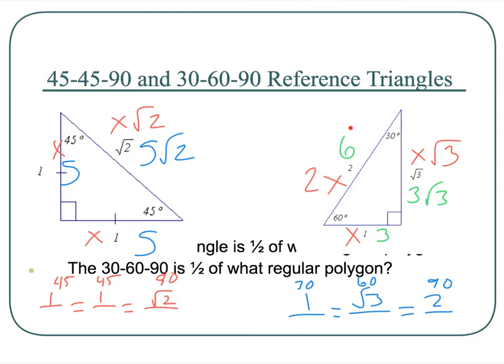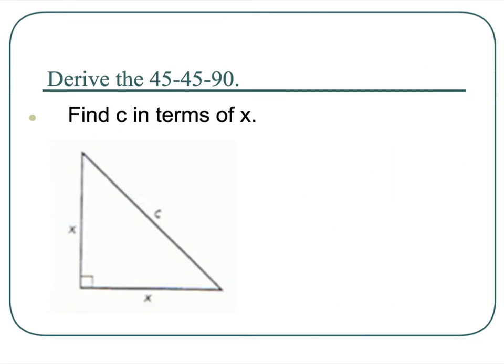However, if you have one side, say I knew this side over here was 6, how would I get back to 3? Well, I would divide by 2, right? That's how you'd undo it. So if multiplying gets you one way, dividing gets you the other. Cool. Awesome. Let's practice.